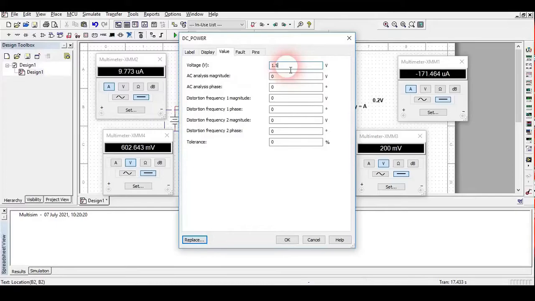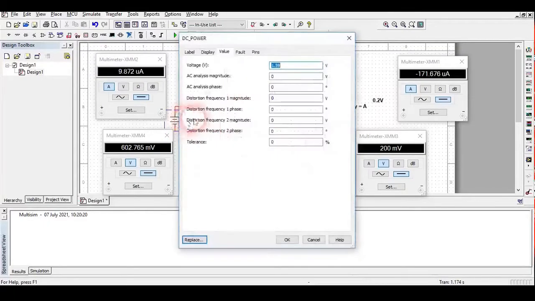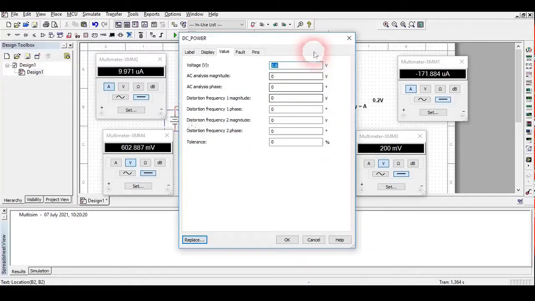So I would make it 1.59, and run this. It is coming 9.872 again. So again I am going to change this value, just take it 1.6. It is coming 9.971. So I would increase it somewhat, again 1.62, suppose.